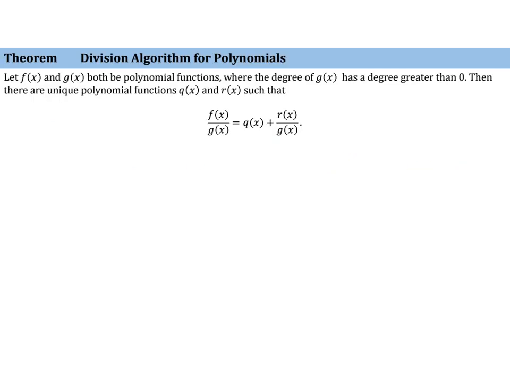So the division algorithm for polynomials is basically what we've been doing. If we have two polynomials divided, we can write that as the quotient plus the remainder over the divisor. And then we can go backwards and we can say divisor times the quotient plus the remainder is our dividend.